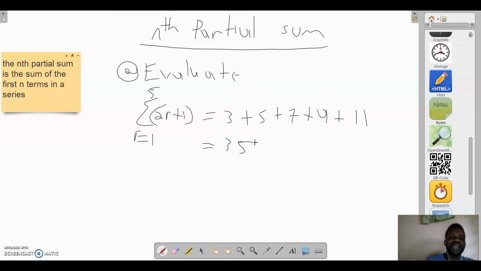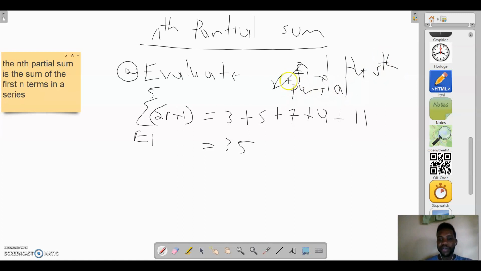Now a different way that I could have written the instruction is to say find the fifth partial sum. So we have to be very careful with how we interpret the different instructions.